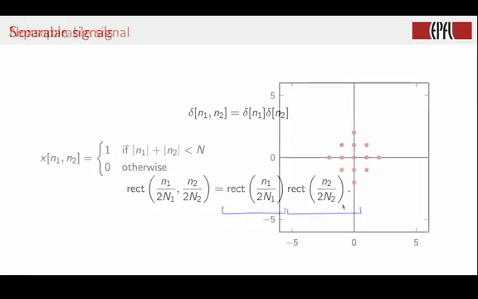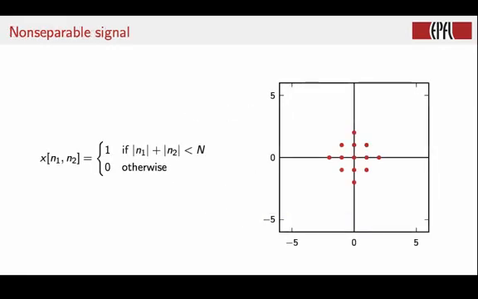Separability is a fragile property in the sense that we can have simple transformations or linear combinations of separable objects which are no longer separable. In this picture here you have a square, for instance, which is simply a rect function with equal width and height, but which is rotated by 45 degrees.